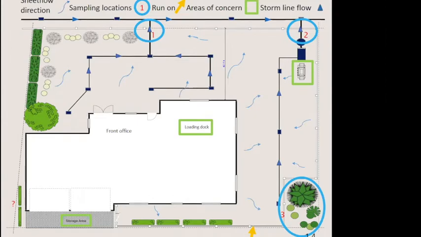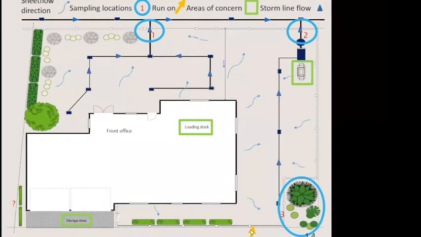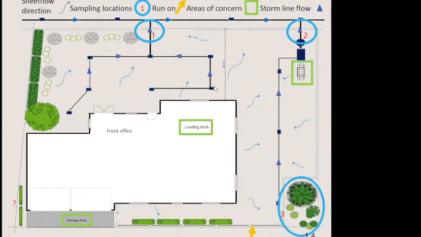Down below, you've got the arrow of run-on materials from the other business. Anything else? Oh, and the storm line drains showing direction of flow. Anything else you guys can think of?